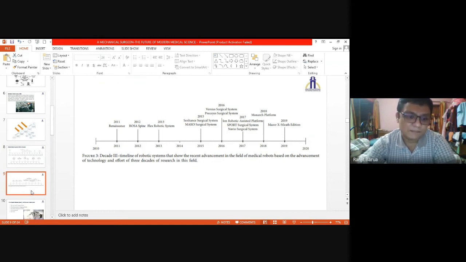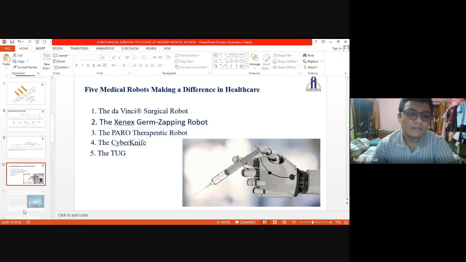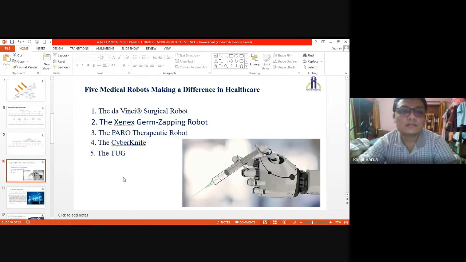I am a research scholar at ISC Pur. I am not discussing it here, but I have already worked with minimally invasive surgical system robots and the major exoskeleton. Now I am giving the five most important medical robots which can hugely affect healthcare science. The first is the Da Vinci surgical robot. The second is the Xenex germ zapping robot. The third is the Paro therapeutic robot, the fourth is the CyberKnife robot, and the fifth is the TUG.